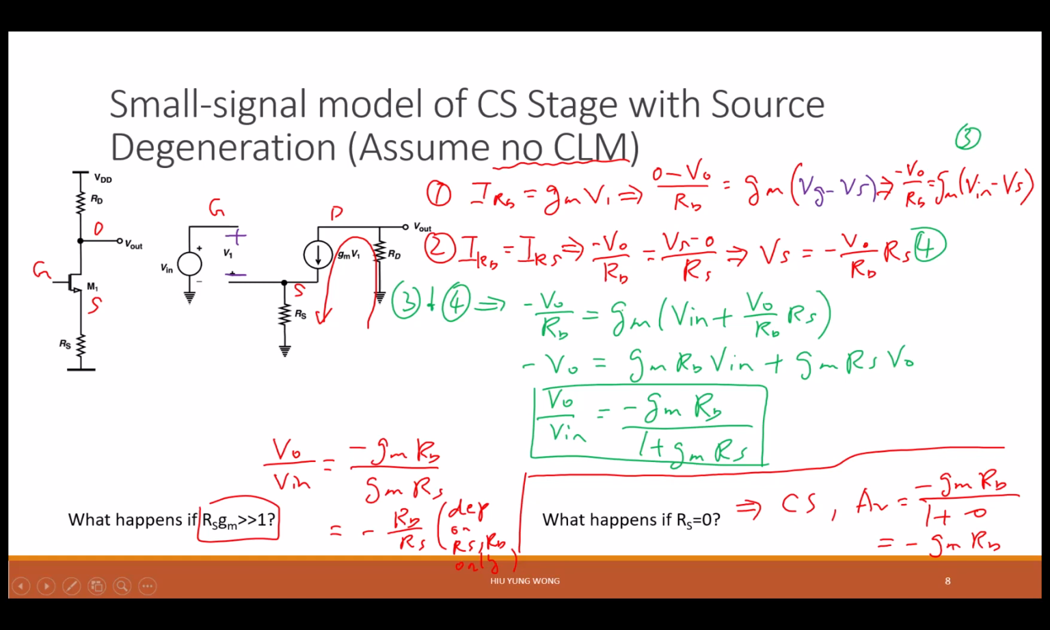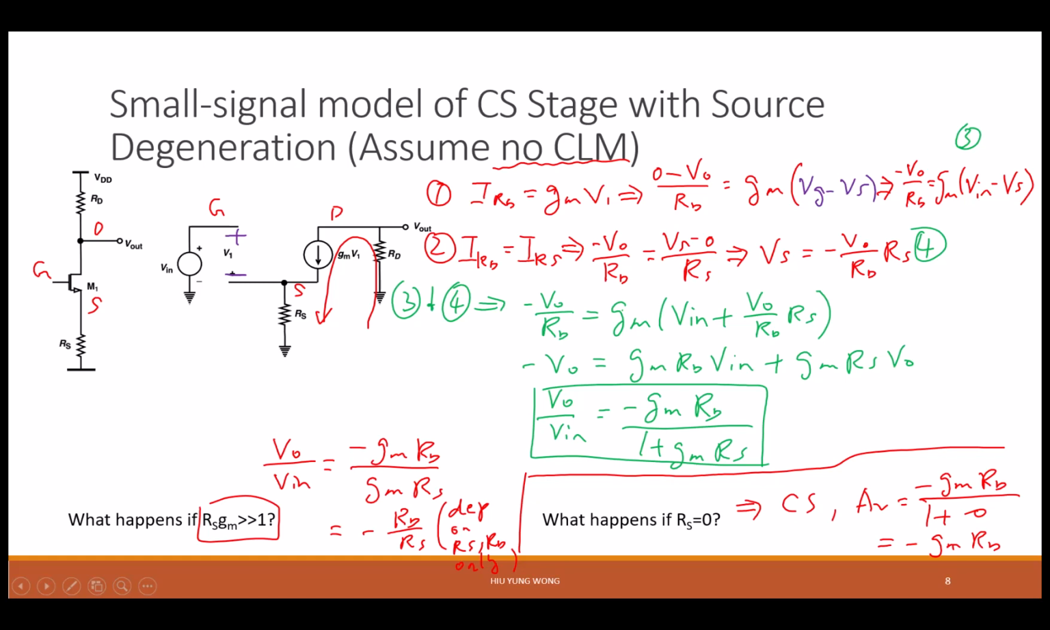minus what? Whatever, VS, whatever you call it, VS, right? Because this is not zero. That's why you cannot say V1 equals V in. If you do that, wrong, okay? So from now on, be very careful when you put in the voltage. Do not just take one point, because all voltage are potential difference, okay?